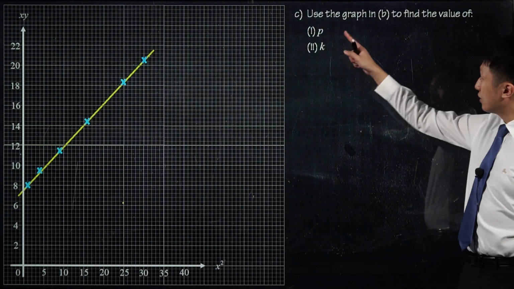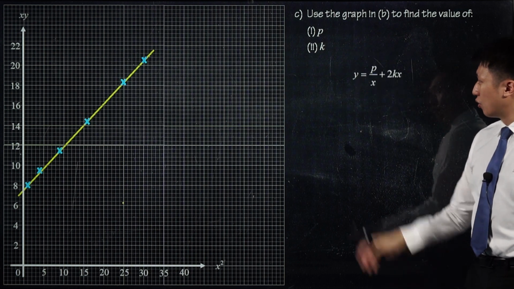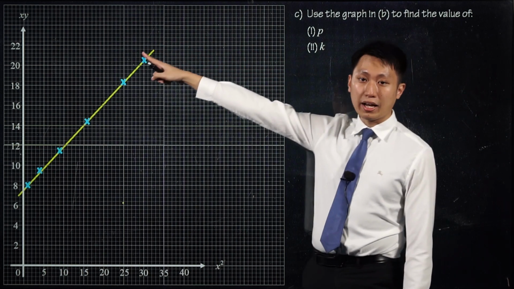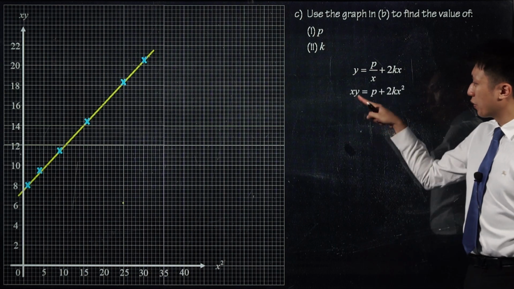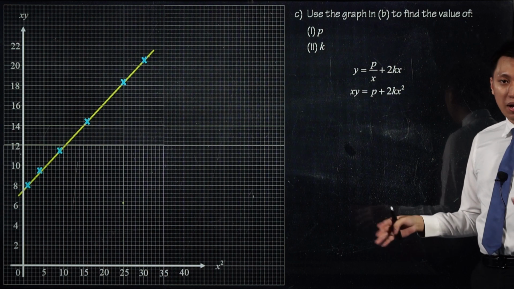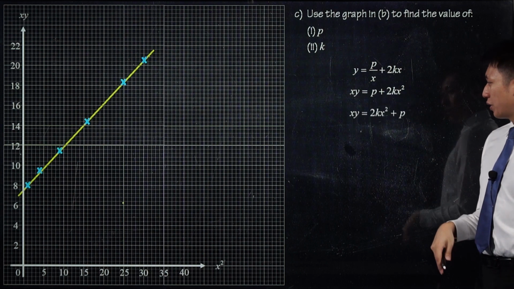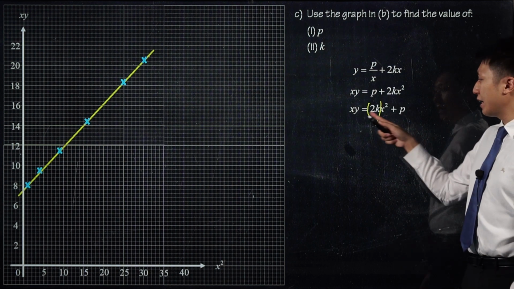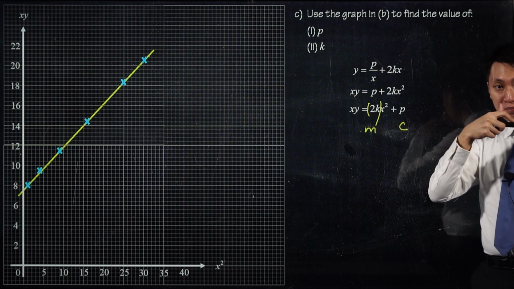Okay, so now use the graph in B to find the values of P and k. So y is equal to P over x plus 2kx. We want to change this one to xy, so we multiply the whole thing by x. So we have xy equals P plus 2kx squared. Which one is your part with the gradient? It should be this part. So we write nicely. If you want, you put a bracket over here to indicate that that is your m, and this is your c.